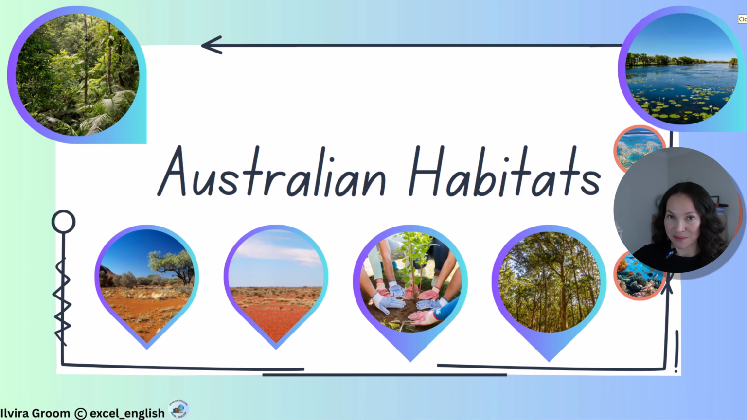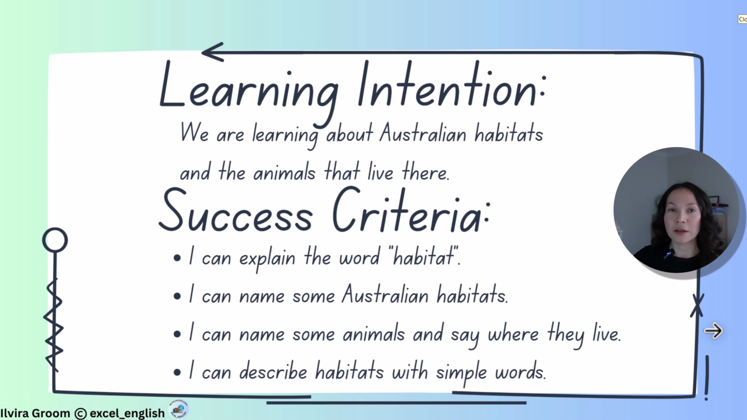Let's dive into it. Each lesson starts with a learning intention and success criteria. So, for example, for this lesson, the learning intention is we're learning about Australian habitats and animals that live there. So, by the end of the lesson or a series of lessons, I want my students to be able to define the word habitat, name some Australian habitats, name some animals that live there, and I want them to be able to describe one of the habitats using adjectives.